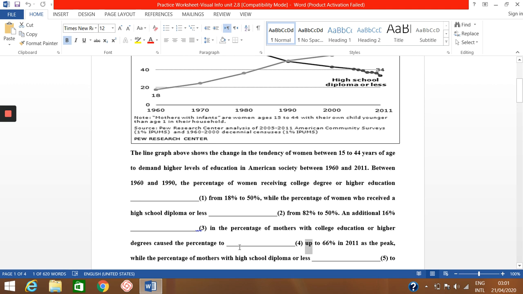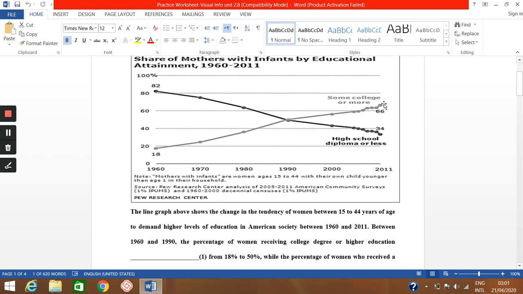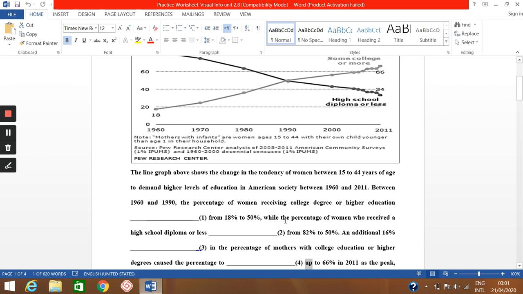And of course, although we are describing an event in the past, you can't say climbed. You have to say climb up, simply because after to, you have to use the basic form of the verb. So to the percentage cause the percentage to climb up. So you have to write climb here. And the clue used here is the word up. So climb up to 66% in the year 2011 as the peak. The peak means the highest point, as you can see it here. So this is the highest point of the change that took place in the period between 1960 to 2011. So this is why we have to use climb up in this gap here.